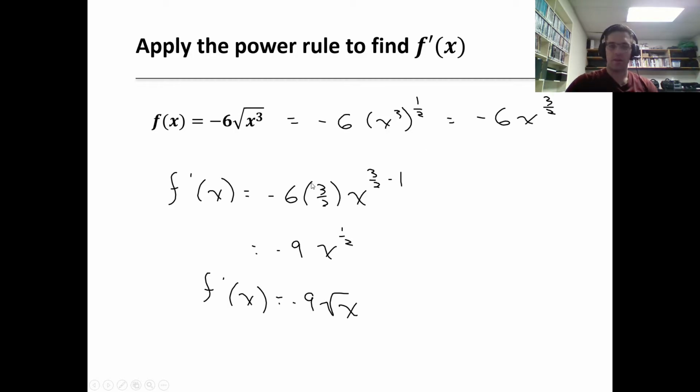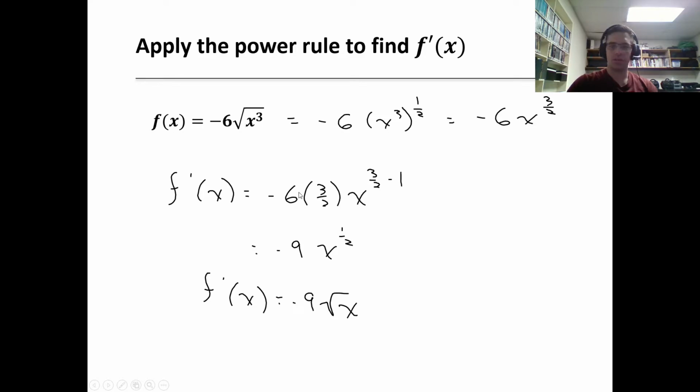We multiply the negative 6 by 3/2, and then we subtract 1 from the exponent. We're left with an exponent of 1/2. And negative 6 times 3 over 2 would be negative 9. So we have negative 9x to the power of 1/2 as f prime. And we can write that as negative 9 times the square root of x.